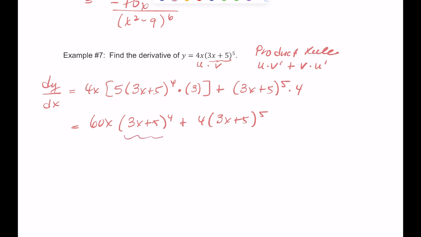Okay, now I notice they both have a 3x plus 5. And I also notice that I can factor out a 4, right? 4 goes into 60 and 4. So I'm going to pull out a 4, and I'm going to pull out (3x plus 5) to the fourth power. So I'm factoring that out, and what's left over would give me 60x divided by 4, which is 15x. And then if I factor a (3x plus 5) to the fourth out, that one goes away, and I'm left with one of them there. So I'm left with plus (3x plus 5).